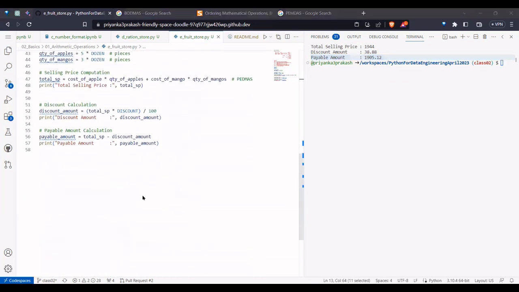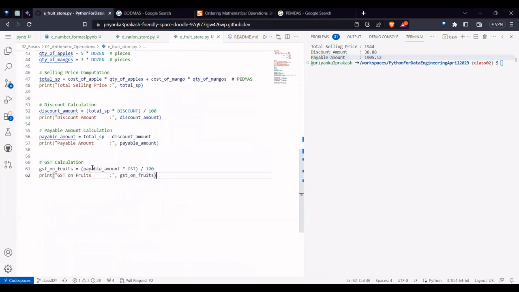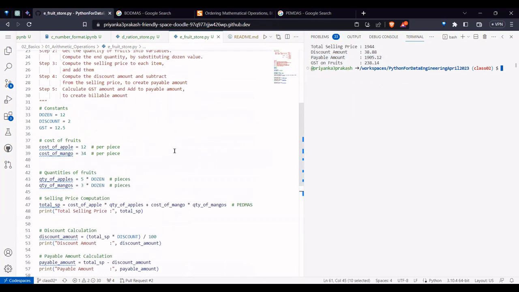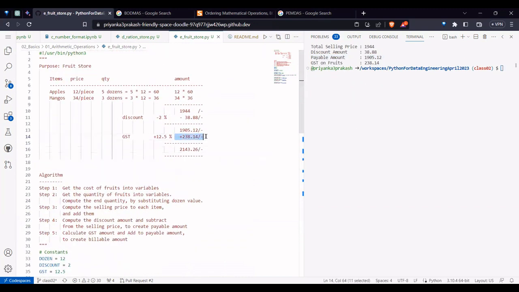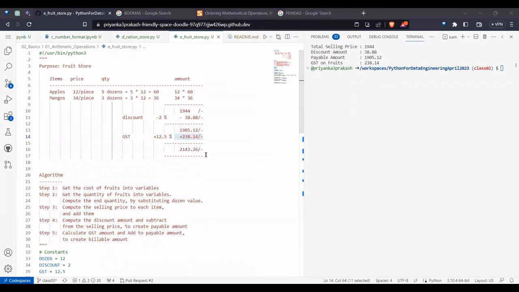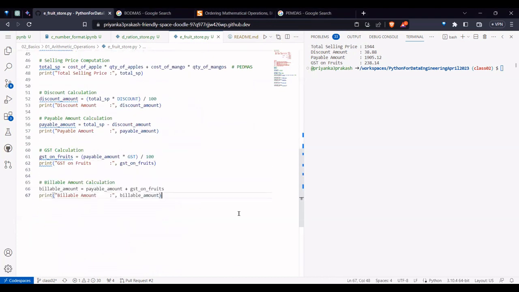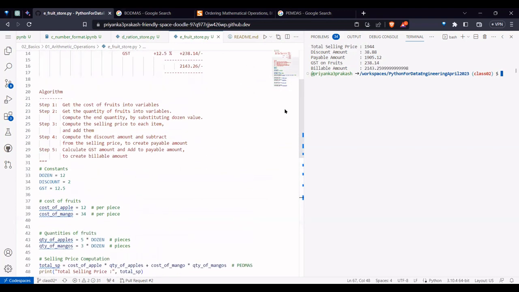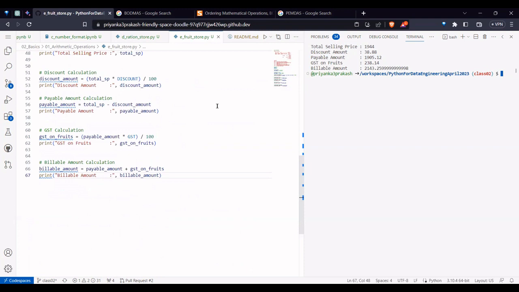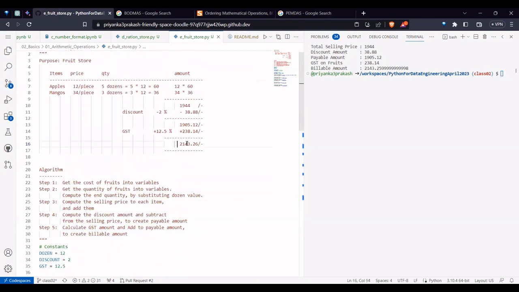How do you compute the GST? Again, the same way. Whatever the amount you have, the amount payable, into the GST amount, divided by 100. I get the GST amount also. See, I got the GST amount right now. Now I need to subtract this GST amount, and finally I get the billing amount. If I subtract it, I get it. You see, if I execute, I got it. So this is the final value.